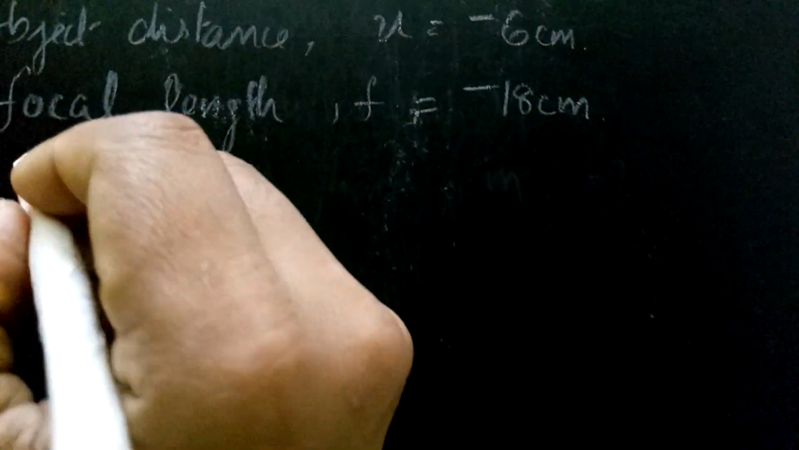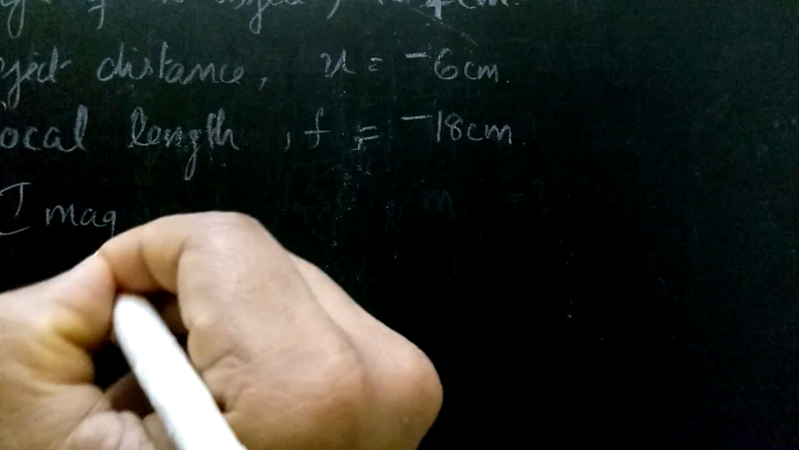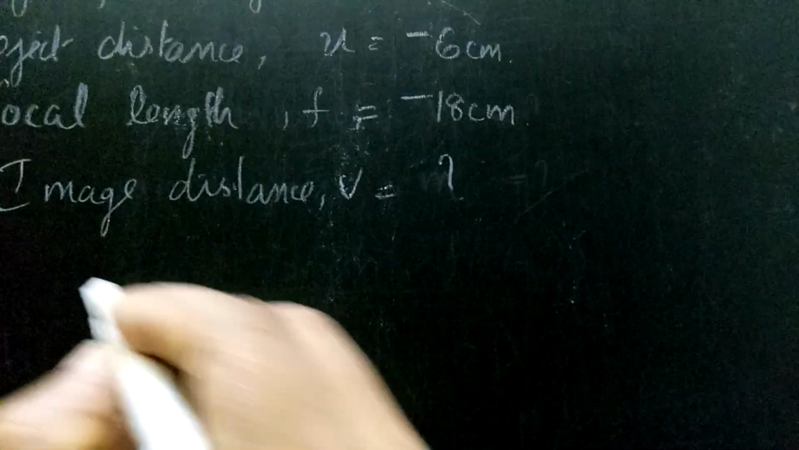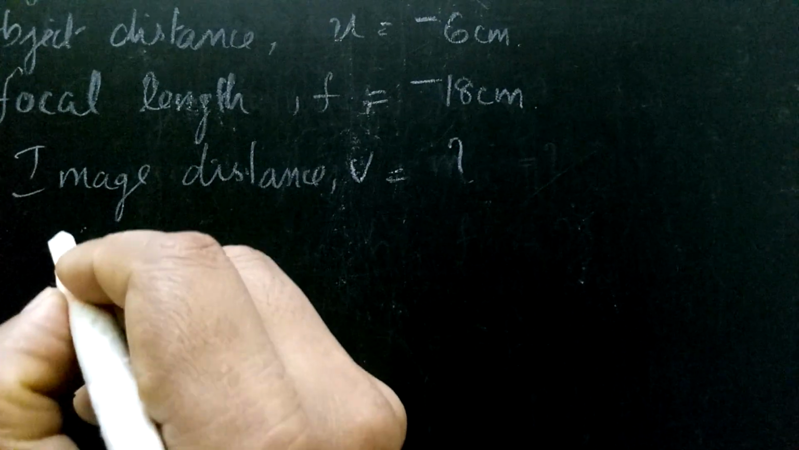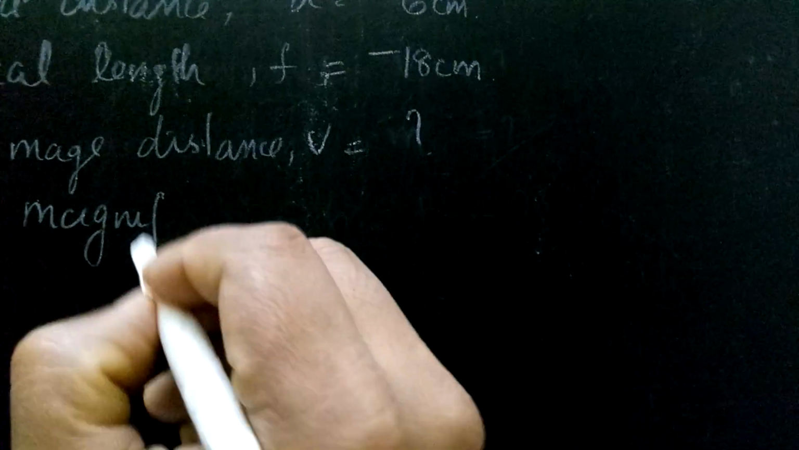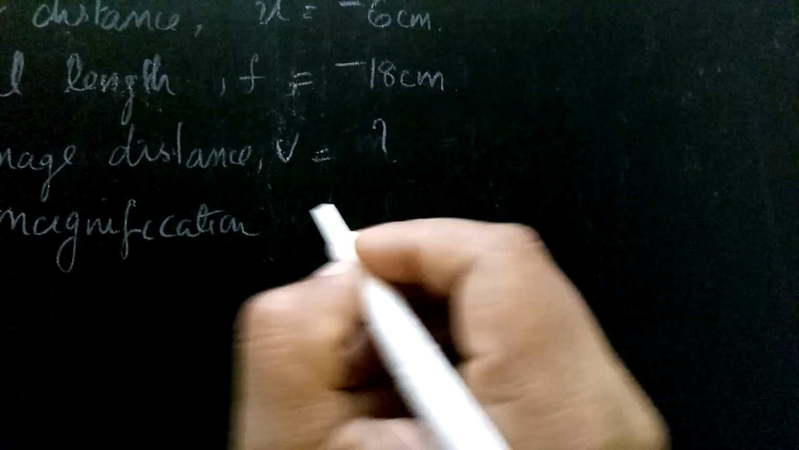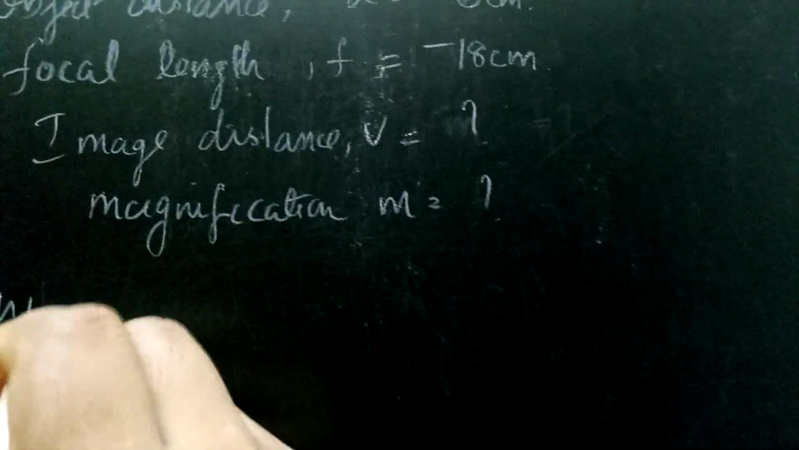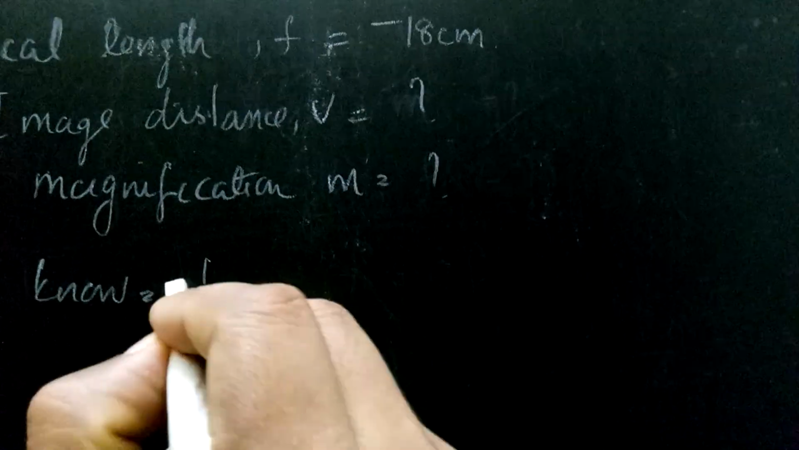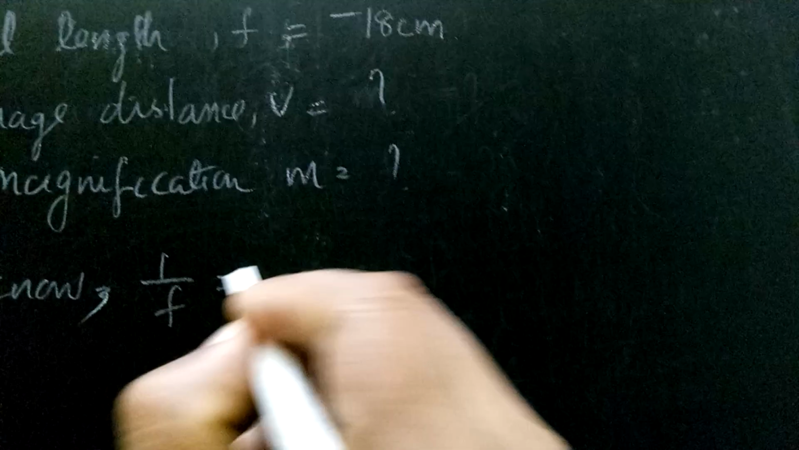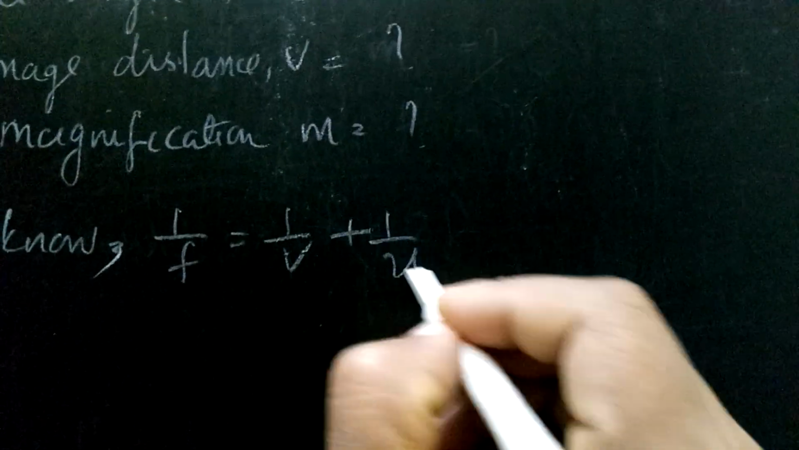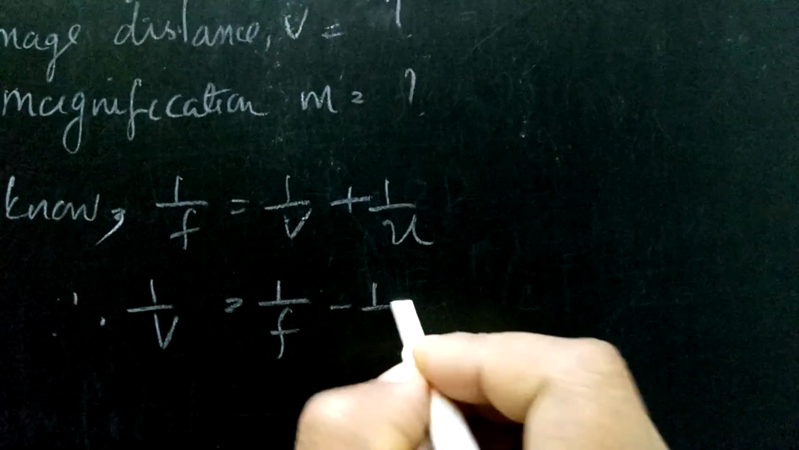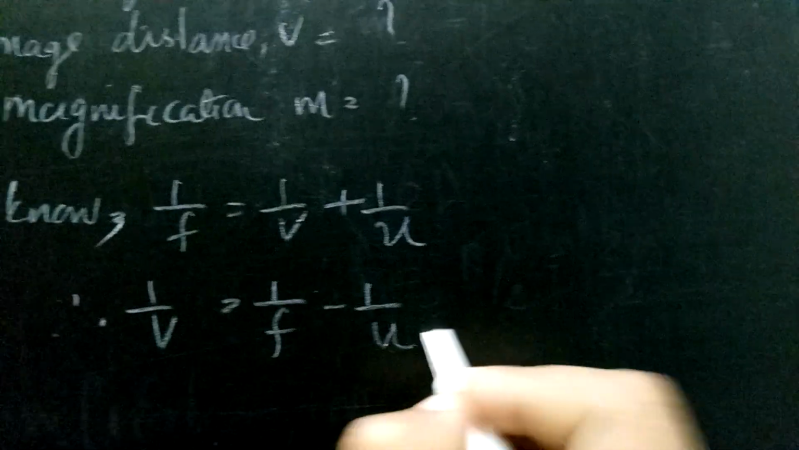Same type of problem. So we can write image distance V is equal to question mark. Then position and nature means magnification. M is equal to question mark. Okay, so first you have to use the formula. We know 1 by F is equal to 1 by V plus 1 by U. So therefore 1 by V is equal to 1 by F minus 1 by U.